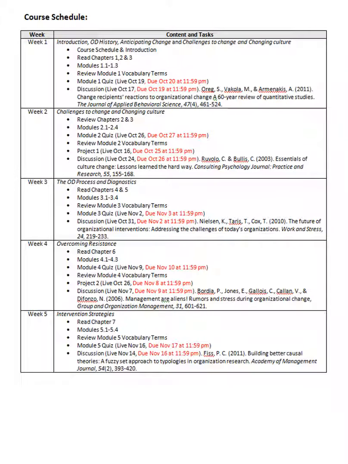So here's the course schedule. As I said, it's broken up into 8 weeks. I'm not going to go through every week, but let me just go ahead and give an example of a week so you can kind of have an idea of how things are going to be playing out. I'm going to look at week 2. So week 2, the title of that module is Challenges to Change and Changing Cultures. The readings for that week are chapters 2 and 3.